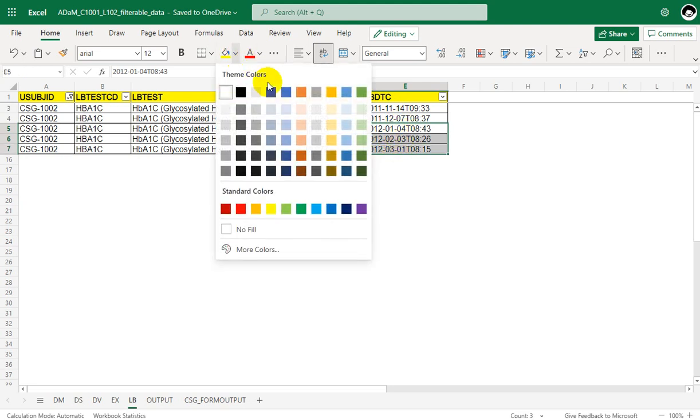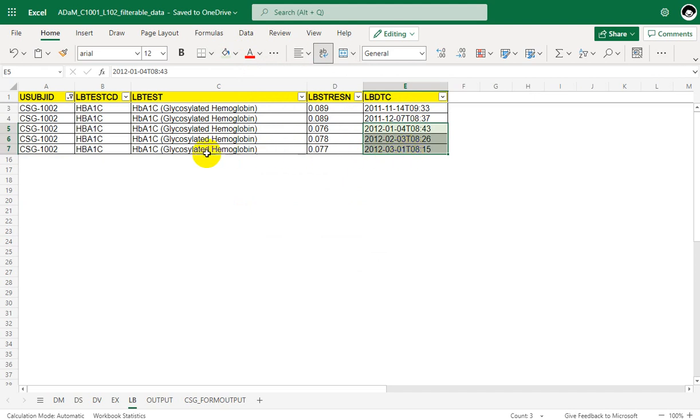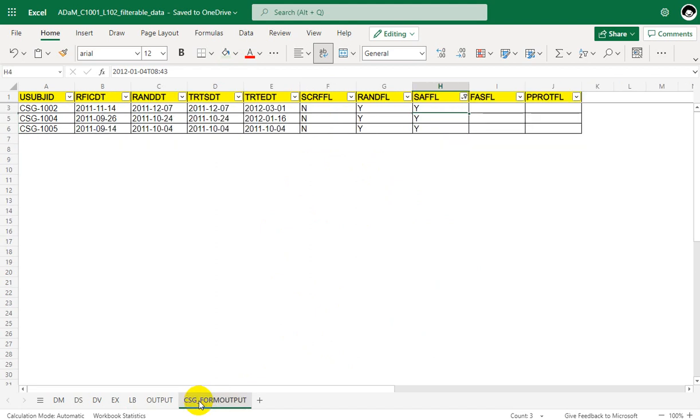So this subject meets the condition of having a post-baseline measurement for HbA1c. This subject has both safety flag equal to Y and also has a record in LB with HbA1c where the date is greater than treatment start date. So FASFL for this subject would be Y. Let us take a look at subject 1004 now.